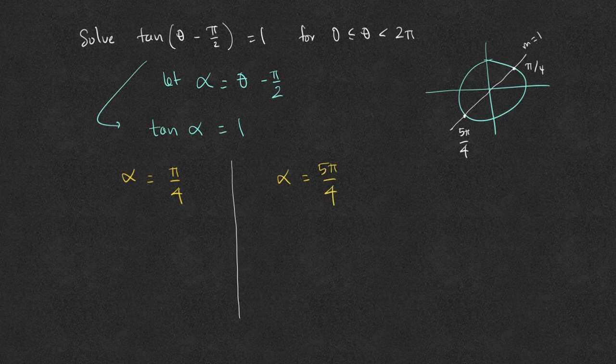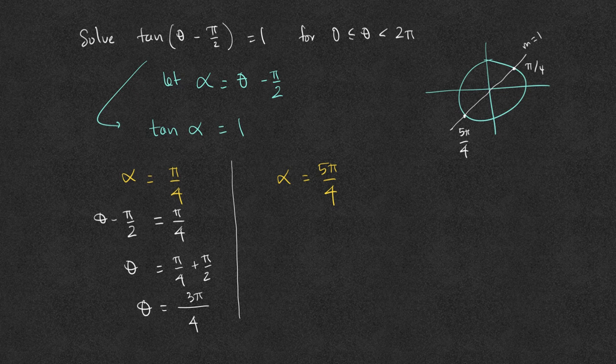But we're looking for theta. Theta minus pi over 2 is alpha. Isolating theta, we have theta equals pi over 4 plus pi over 2, where the common denominator is 4. Pi over 4 plus 2 pi over 4 is 3 pi over 4.